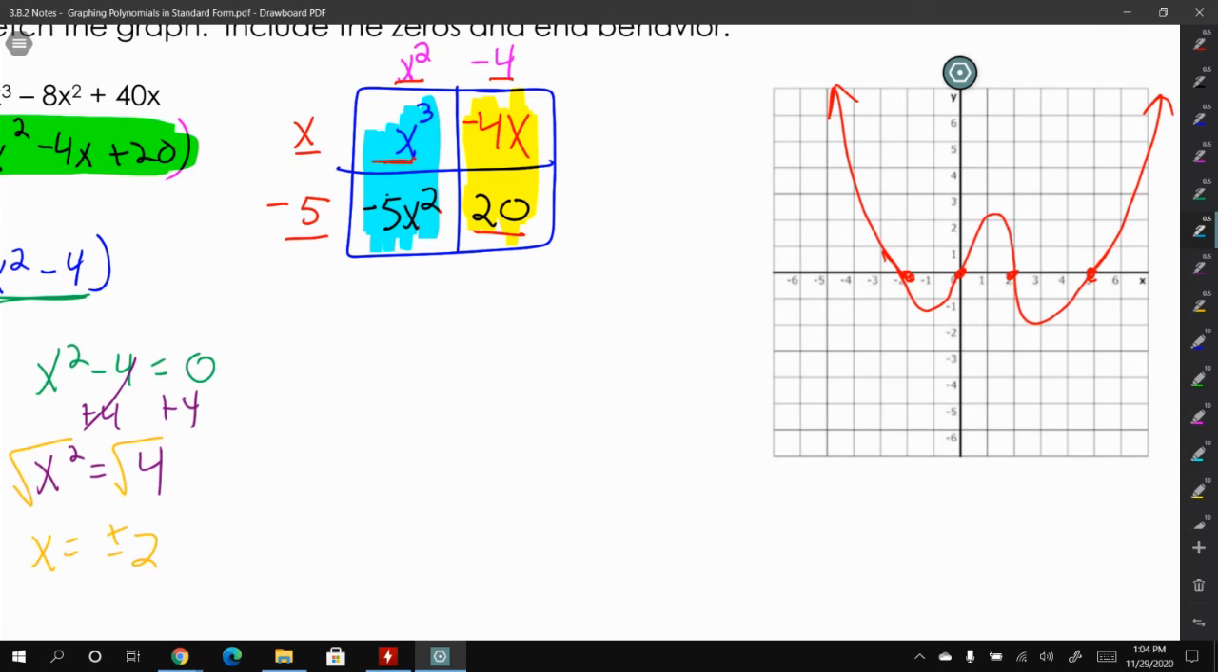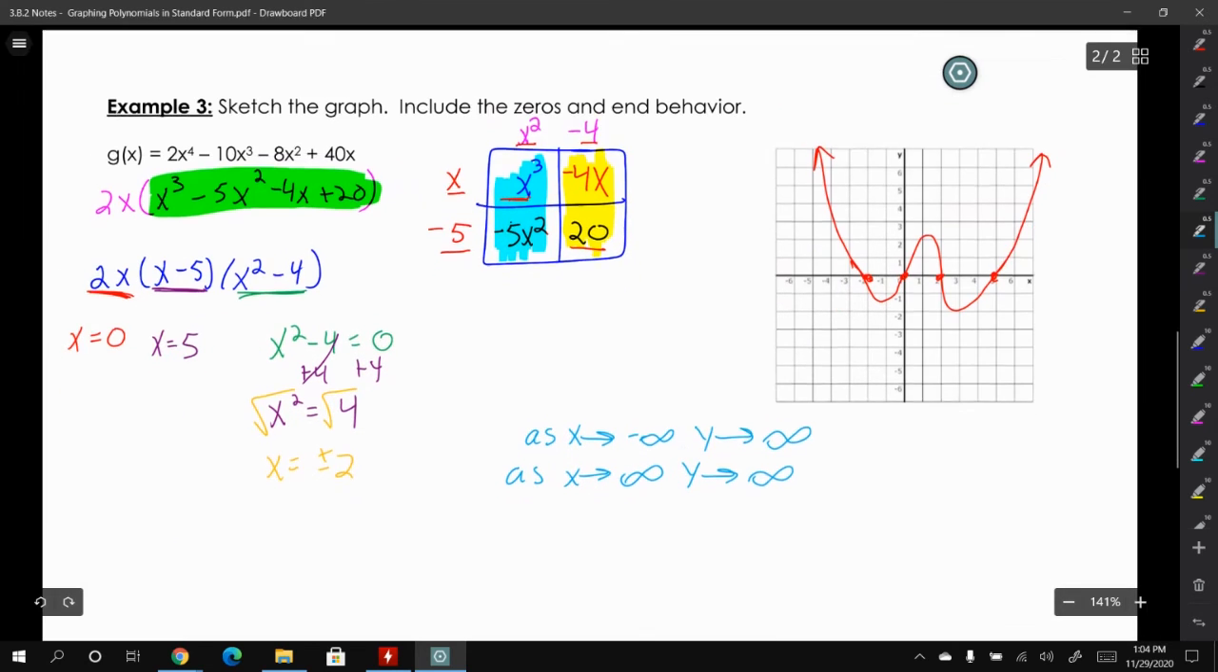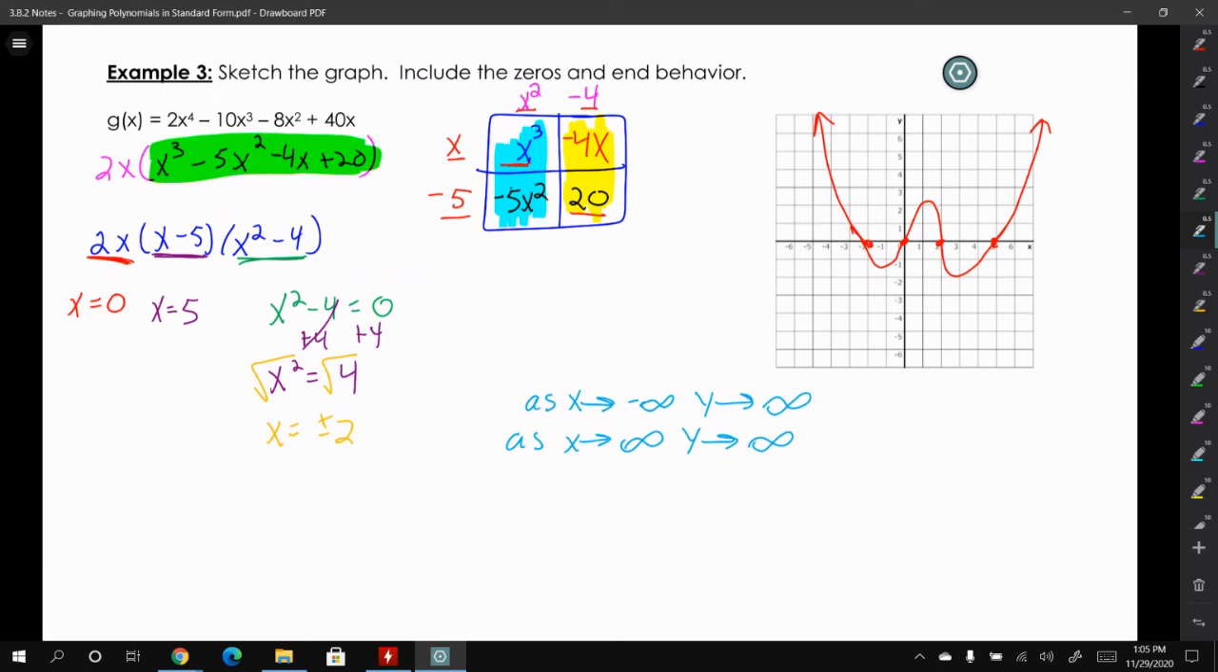Okay, so now our end behavior, the left side is going up. So as x approaches negative infinity, y approaches positive infinity. And the right side is also going up, so when x approaches positive infinity, y is approaching positive infinity as well. So this is how the whole thing should look.